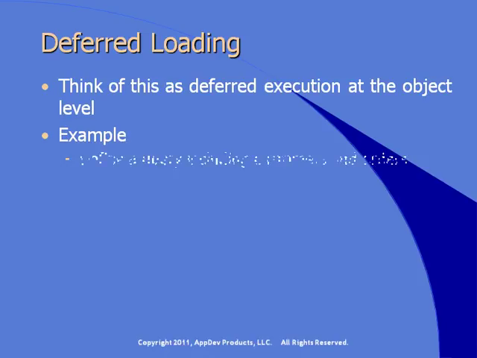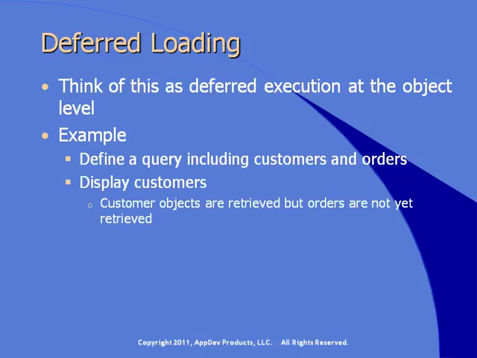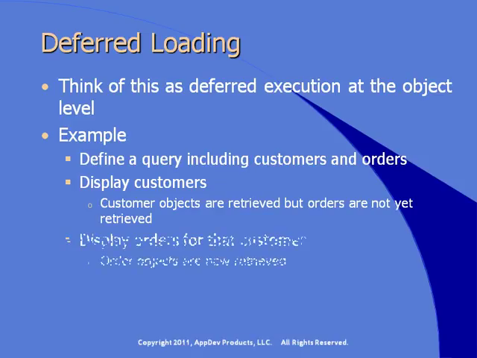So for example, let's say you have a query that includes customers and orders. And you're going to see all of the orders for customers in Spain. So the first thing you do is define that query, and then you display the customers. You're going to start displaying the first customer in Spain. Now at this point, you've retrieved the customers, but you haven't retrieved the orders yet. LINQ to SQL will generate a SQL statement to bring back the customers that are in Spain. But you haven't actually retrieved orders yet.